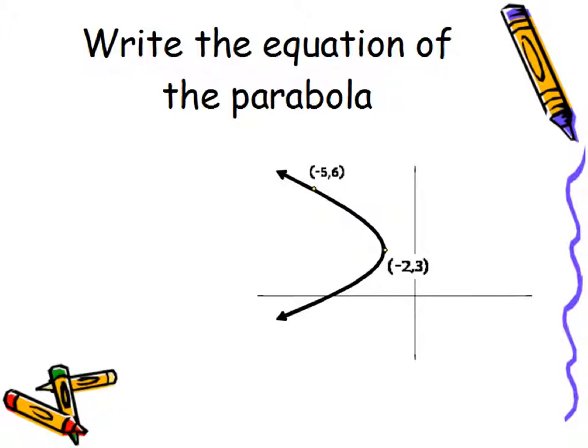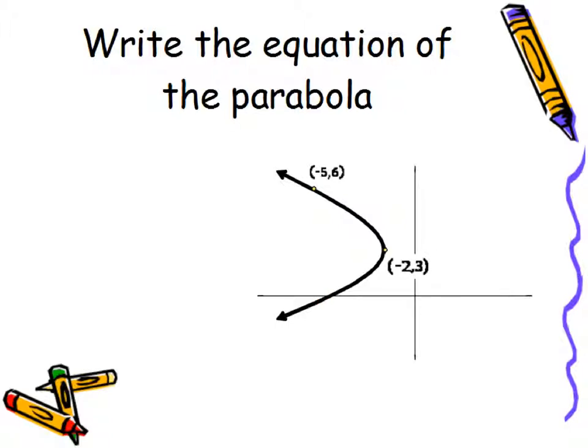What I have on this one is the vertex. That's going to be helpful. And then I have some random point up here that this is going to go through. All right, so that has to fit into my equation. It's also opening sideways here, so that should tell me that I should have an equation that goes x equals instead of an equation that starts y equals.